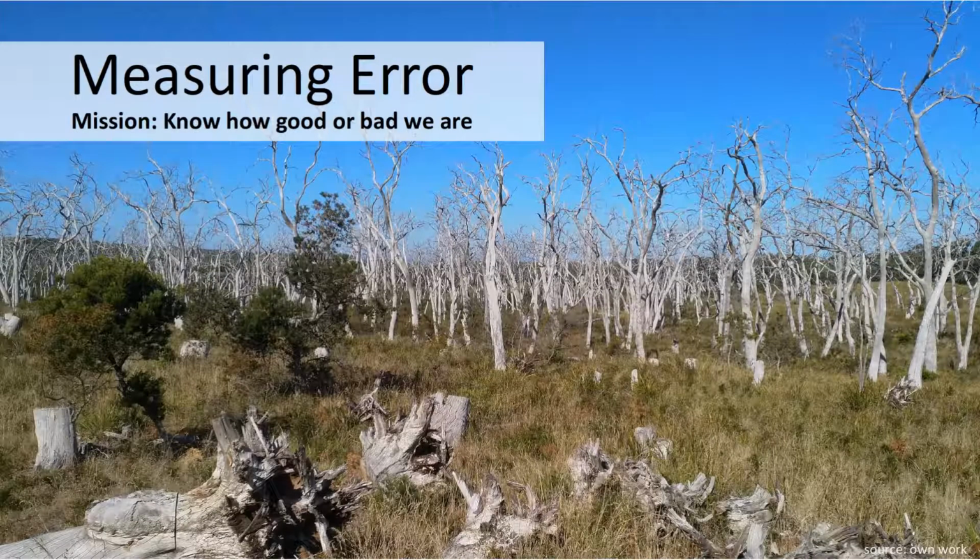The next topic is measuring error. And I know that it is a bit boring, but it's important nonetheless. It is crucial to be able to compare algorithms, but we can do even more, as we will see. The picture shows a former eucalyptus forest in Australia. The error there was to put koalas in the trees. Too many koalas and too few trees and of the wrong type.